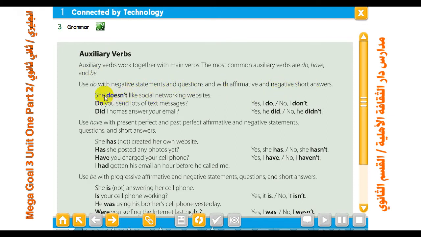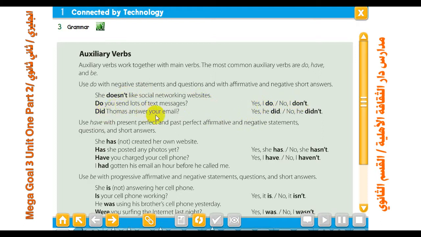Okay, number one, she doesn't like social networking websites. This sentence is in the present simple tense, and it is in the negative form. We use doesn't because it is preceded by the pronoun she. Do you send lots of text messages? This is a question form in the present simple tense, and the answer is yes I do or no I don't.